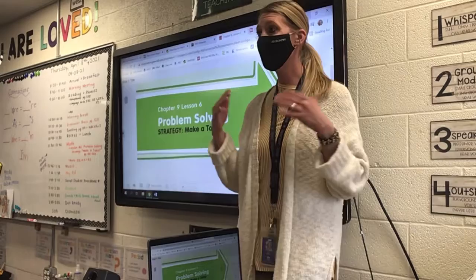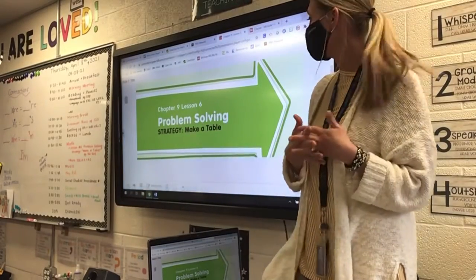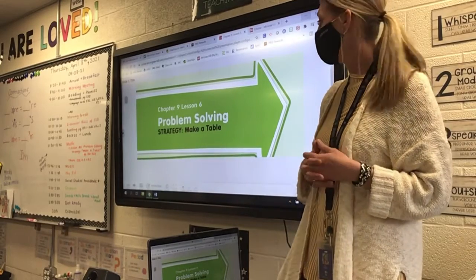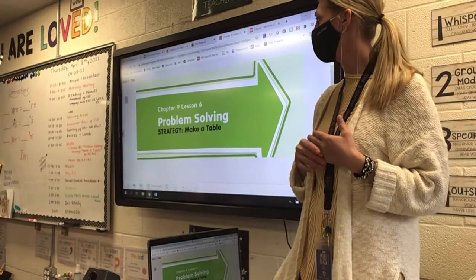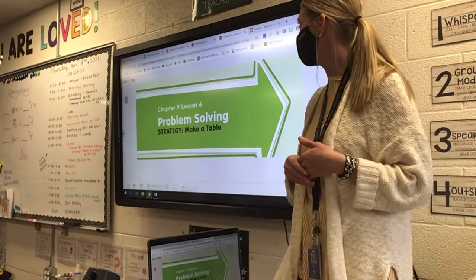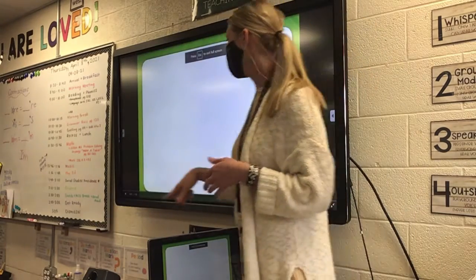Strategy. We have this every chapter, and this is a new one. This strategy is on making a table. We have done other strategies like finding a pattern, and lots of other different strategies, but this one's on making a table. So we're going to watch a video that goes with this today, and then we're going to practice this strategy.